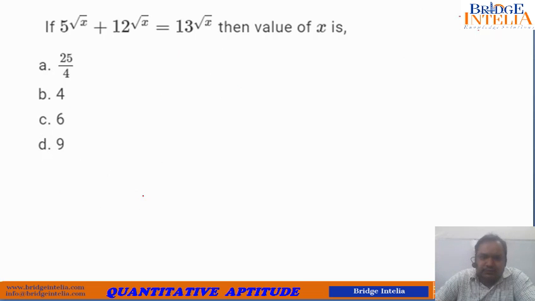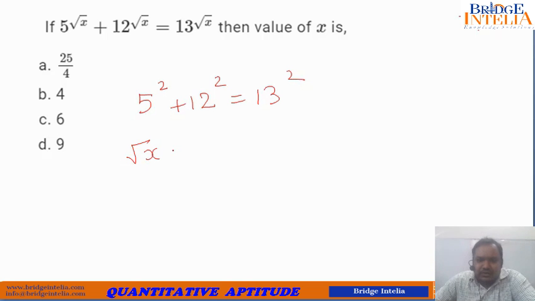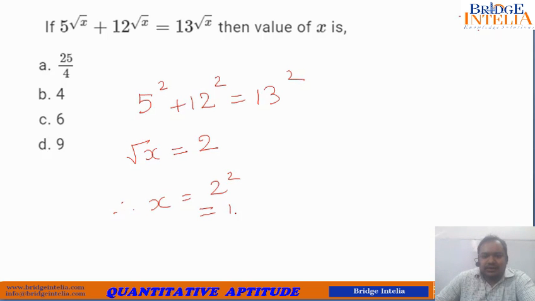Let's move further. So 5 to the power root x plus 12 to the power root x is equal to 13 to the power root x. If you can realize, you must have done this many a time. 5 square plus 12 square is equal to 13 square. So it's very evident that root x is actually a replacement of 2. So therefore x is equal to 2 square, equal to 4.